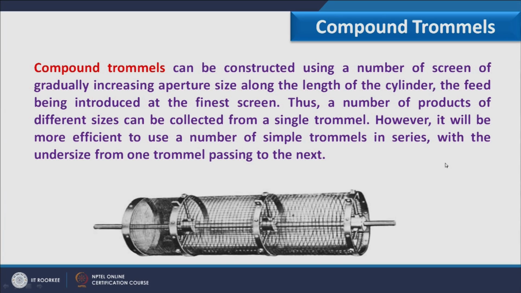Thus, a number of products of different sizes can be collected from a single trommel. However, it will be more efficient to use a number of simple trommels in series with the undersize from one trommel passing to the next. So, this is the structure and working of the compound trommel. Another trommel we have is the concentric trommel.